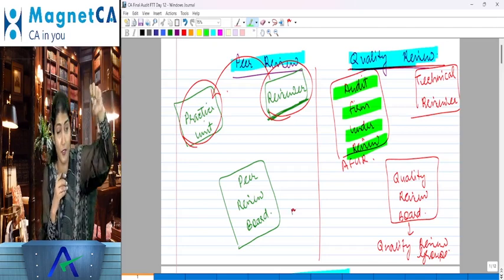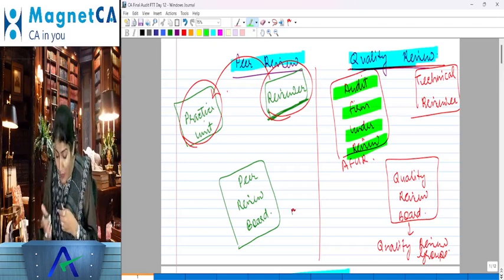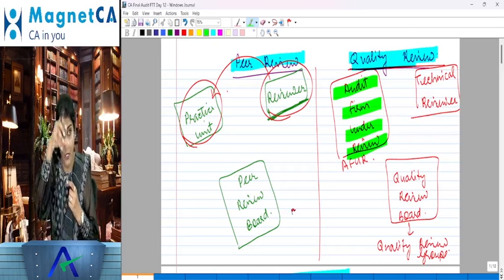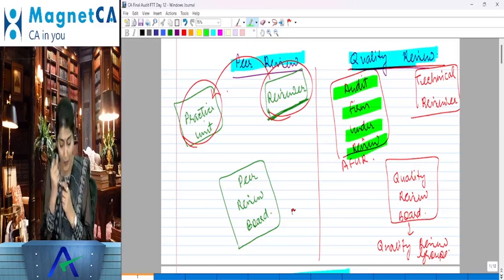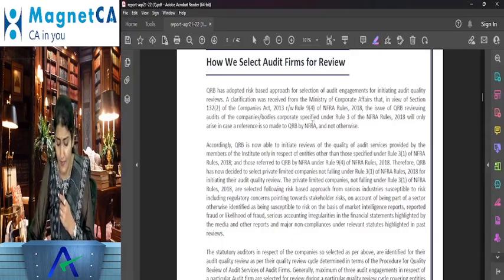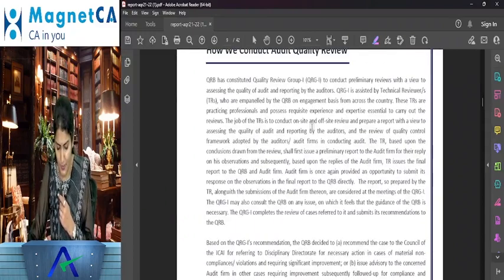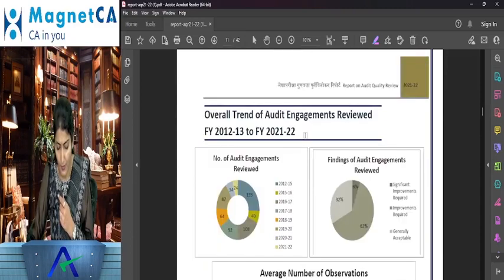Now here we need to see how the audit firms are selected. So across all the firms in India, they select a few firms, and out of that few firms, they select a few audits. And then what does it say in 21-22? How we conduct the quality review.